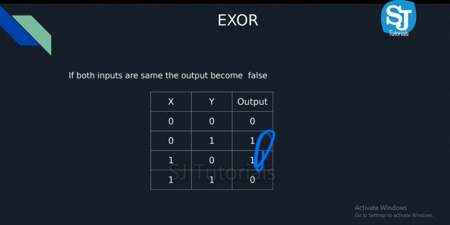So the only condition of XOR is if both inputs are the same, the output becomes false. Otherwise, the output is true. That means 0, 1, the output is true. 1, 0, the output is true. In the other two cases, that means both inputs are low and both inputs are high, the output becomes false. It is called an XOR gate.